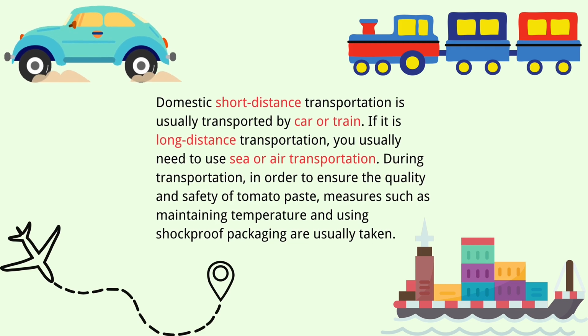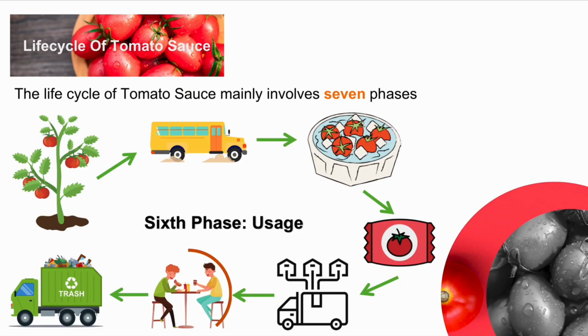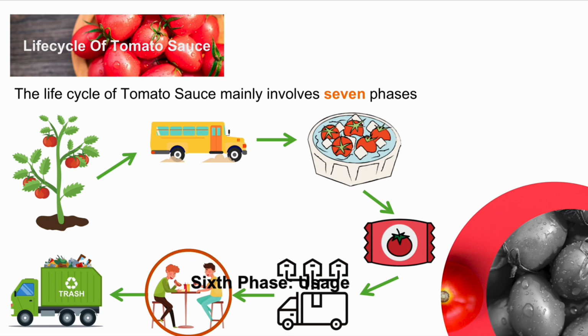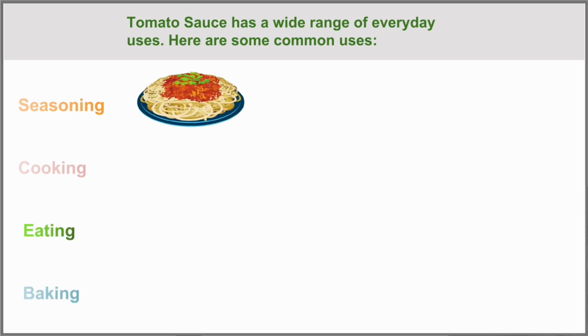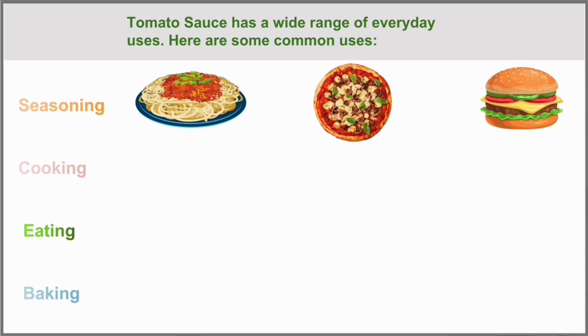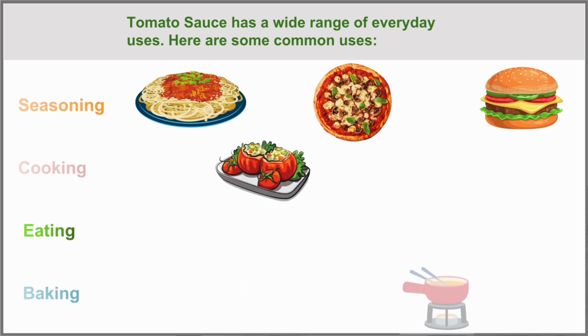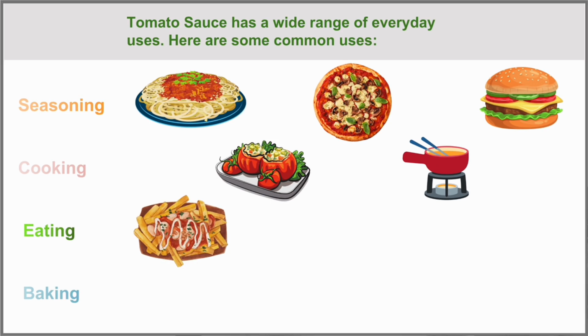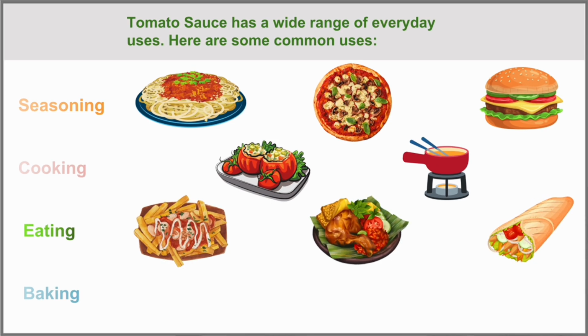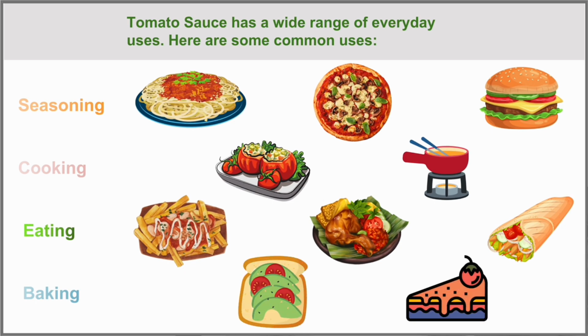Next comes stage 6, the usage of tomato sauce. Tomato sauce is used in a wide range of everyday applications. It can be used for seasoning, cooking, eating, and baking. Tomato sauce can be used to flavor and add sweet and sour flavor, such as in pasta, pizza, hamburgers. Tomato sauce can add color and texture to dishes. For example, you can use tomato sauce to make fried rice and hot pot. Of course, tomato sauce can also be eaten with fries, grilled chicken wings, pancakes, etc. Finally, tomato sauce can be used to make tomato sauce bread, tomato sauce cakes, etc.